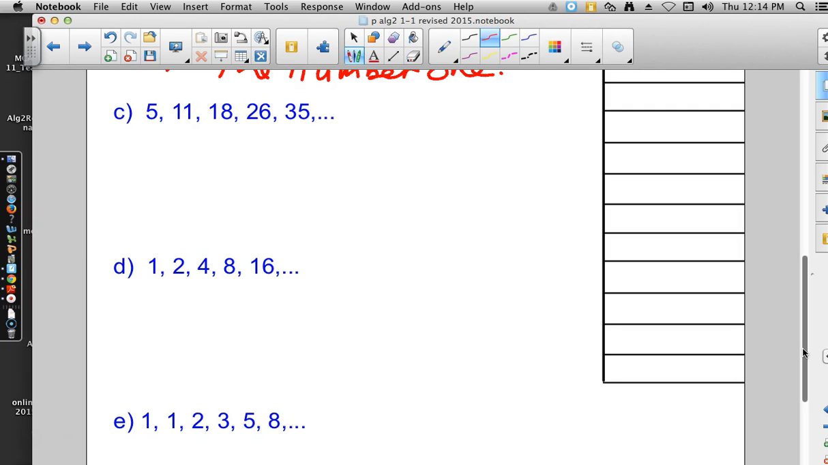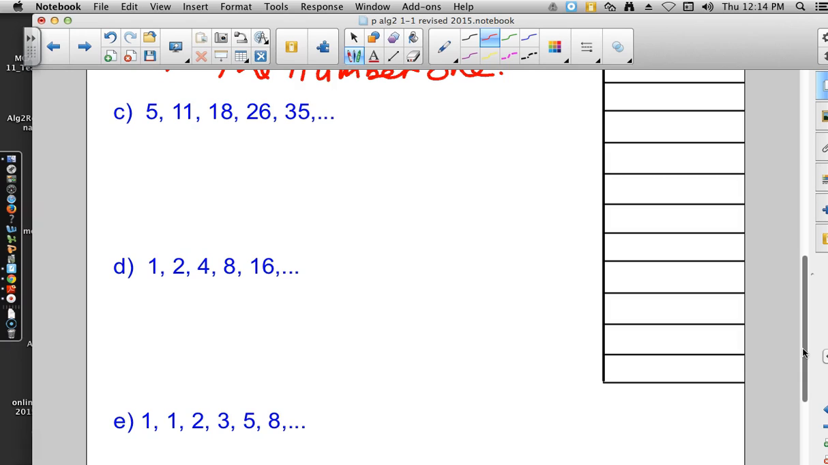All right, I want you to take a look at C. I want you to figure out what is the pattern, and then find the next 3 numbers in the pattern. And this one is 5, 11, 18, 26, and 35. Go ahead and pause the video and see what you can do with this one.